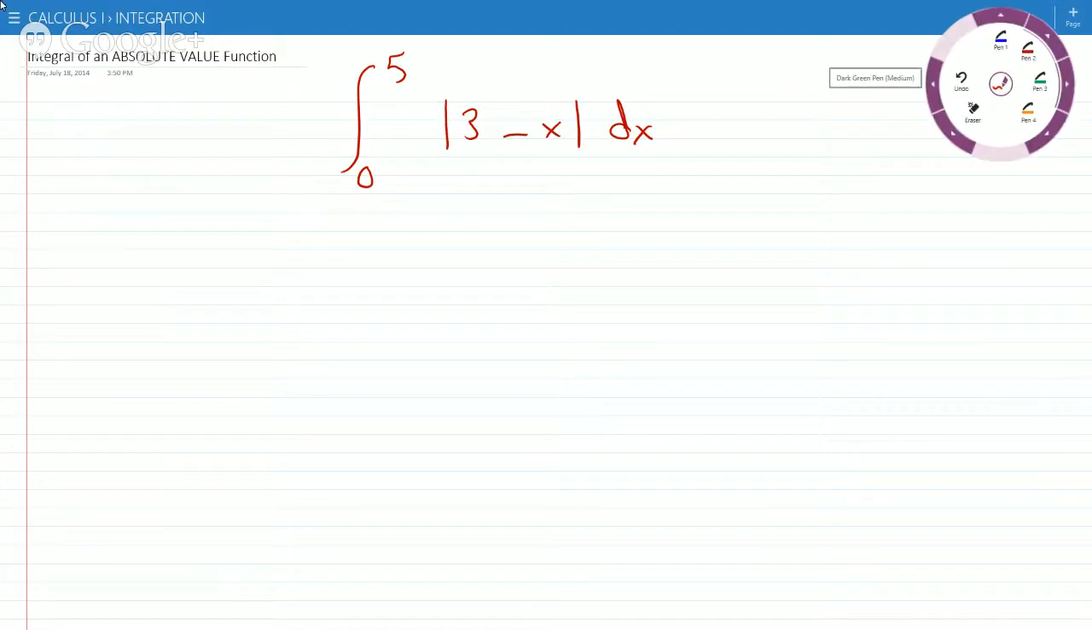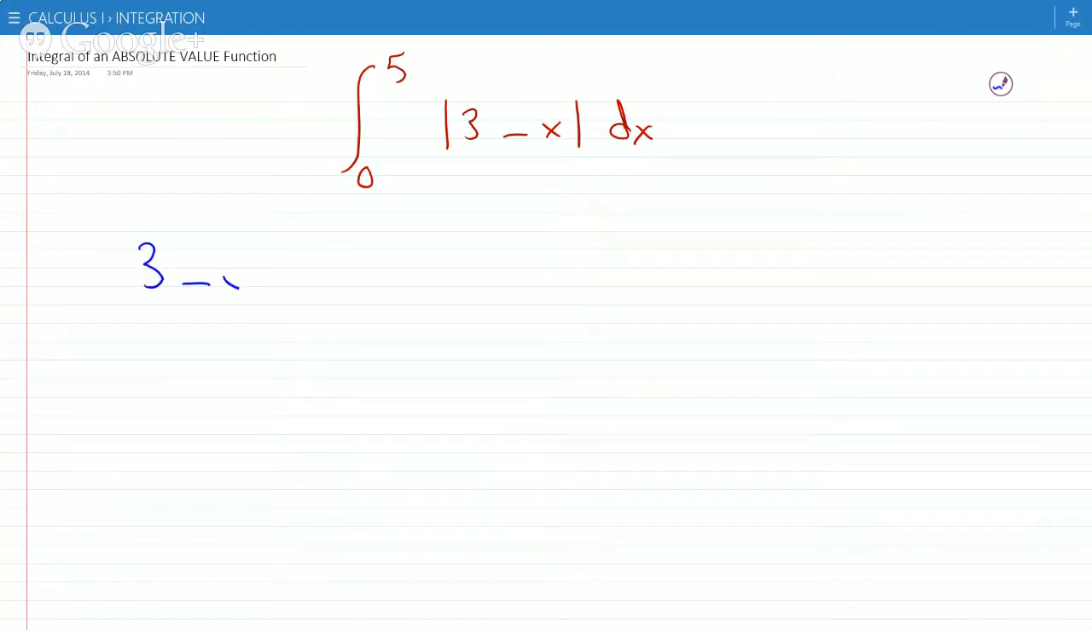So the integral of this function has an absolute value. The way we're going to approach this will depend on the absolute value of the function 3 minus x. So let's write that first: the absolute value of 3 minus x has to be evaluated as two separate functions depending on what x is. Because technically in math, when you say the absolute value of x, you can mean x or you could mean negative x.